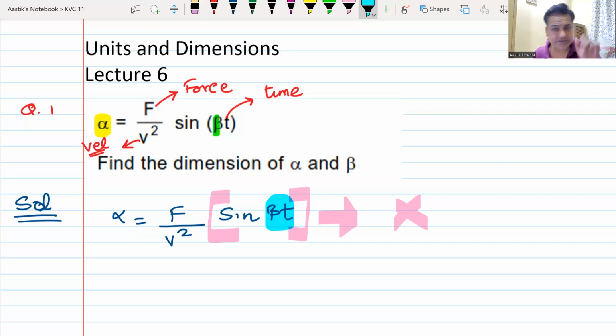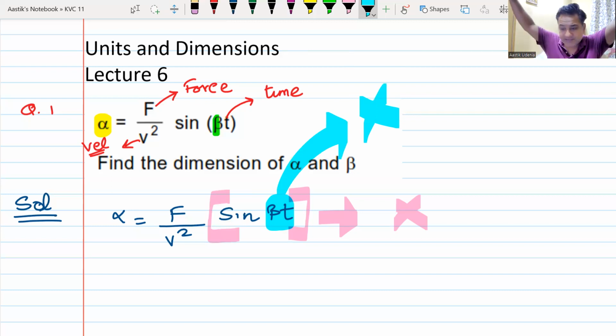Blue part is something which is inside sine, and something inside sine has to be an angle. An angle has no dimension because angle is a physical quantity, the only physical quantity which has a unit, but it does not have a dimension. Do we understand this? Yes or no? Yes, sir.